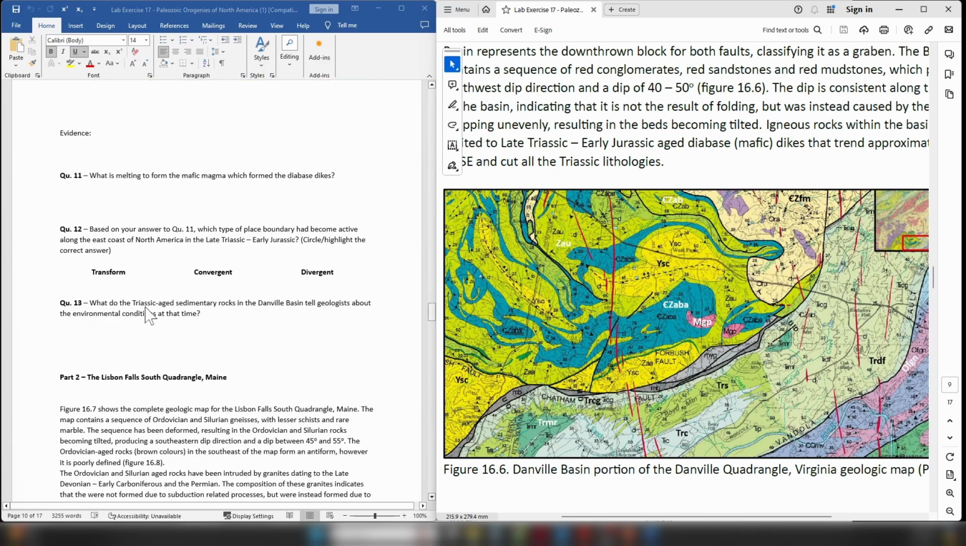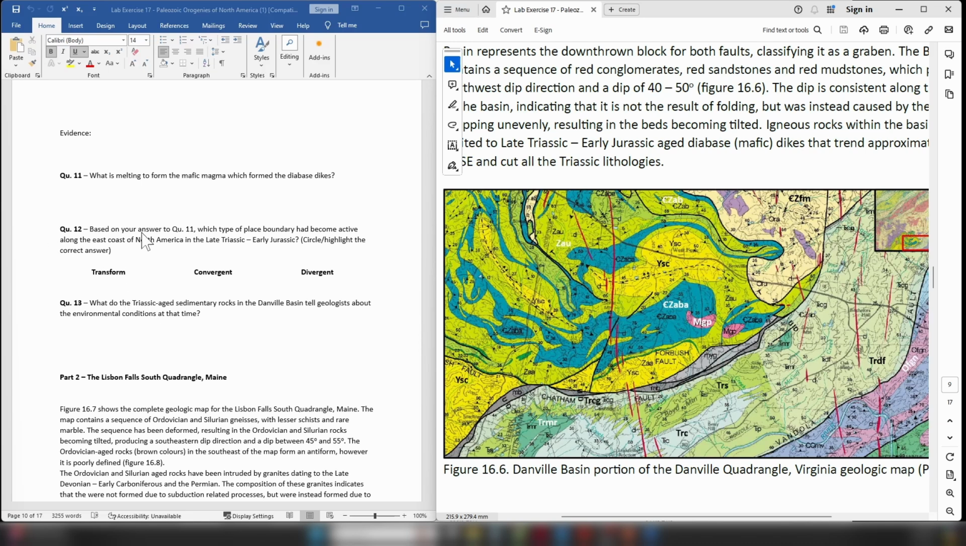So on to question 11. What is melting to form the mafic magma that formed the diabase dikes? This is important. Please refer back to your notes. So we know that granite, so typically felsic and intermediate igneous rocks, are typically associated with the melting of continental crust. But mafic igneous rocks are not associated with the melting of continental crust. So look up and find what type of rock is typically melting to form mafic magmas.